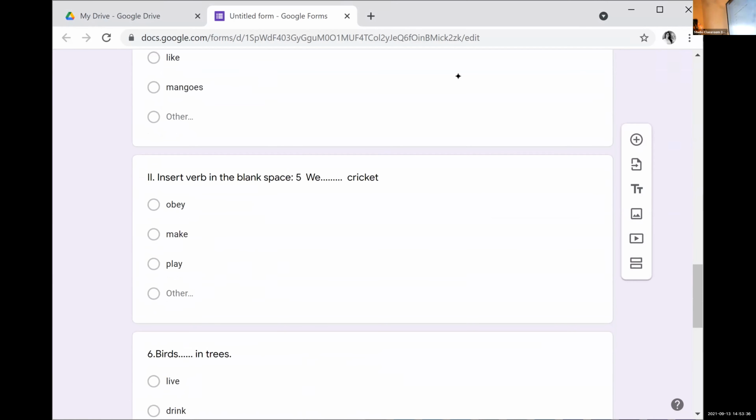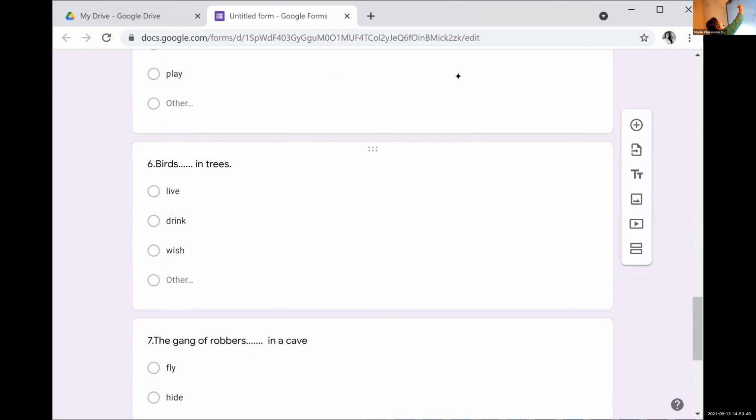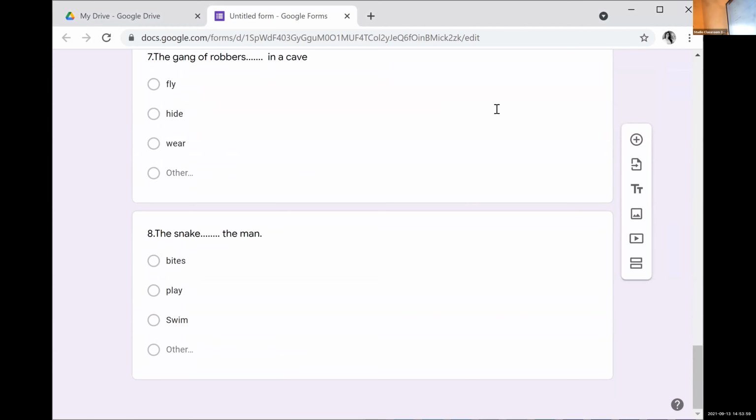Now in the second question, you have to insert the verb in the blank space. That is the fifth question. That is, we dash cricket. So you have to click on the right answer. Birds dash in trees. Okay. And the eighth question is, the snake dash the man. Okay.